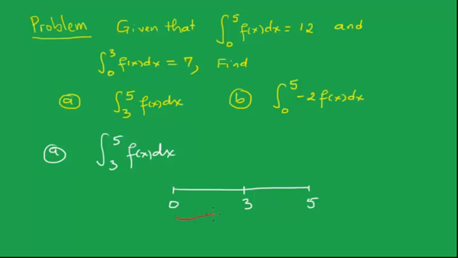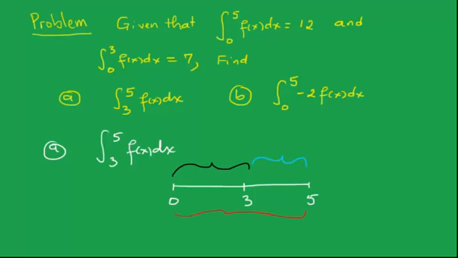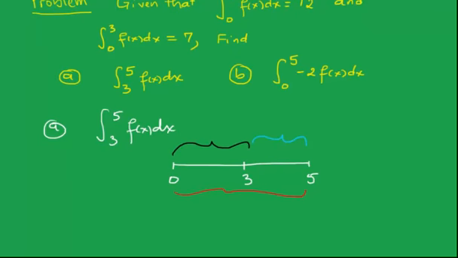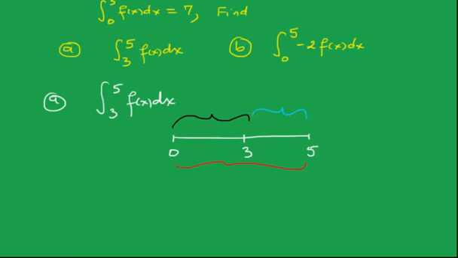Now, what is given is the integral from 0 to 5. So we know the integral from 0 to 5 is given. That's 12. What else is given? The integral from 0 to 3 is given. Now they want us to compute the integral from 3 to 5. We're going to use the property of adjacent intervals.